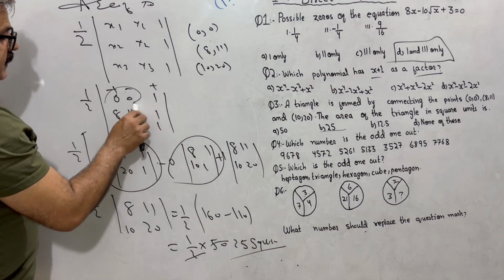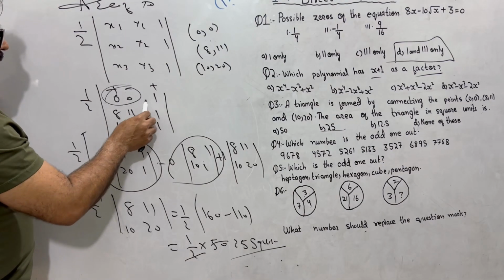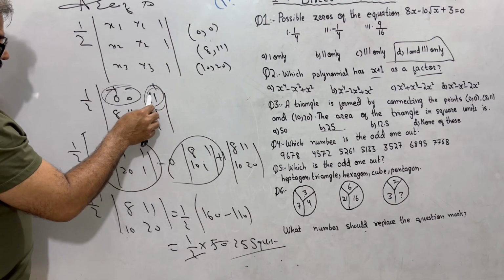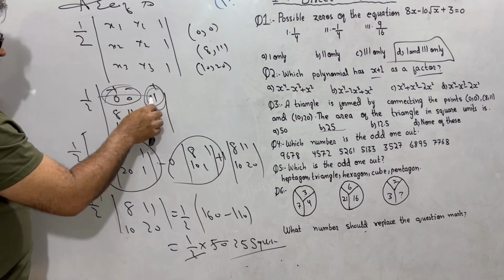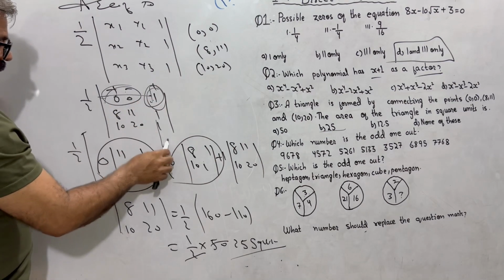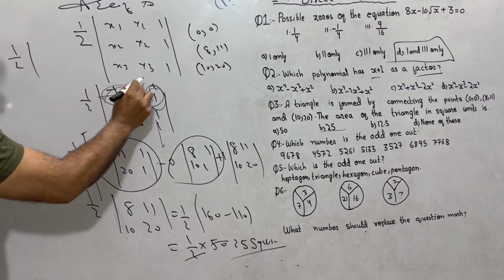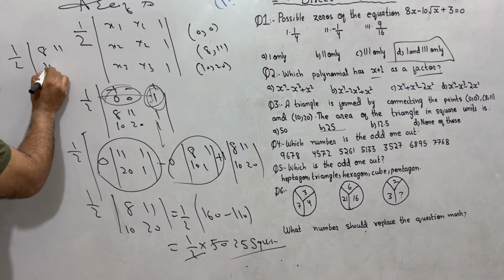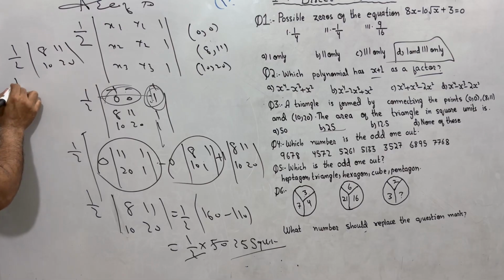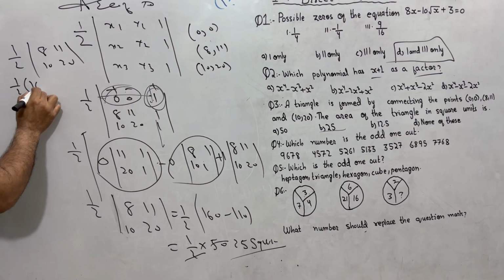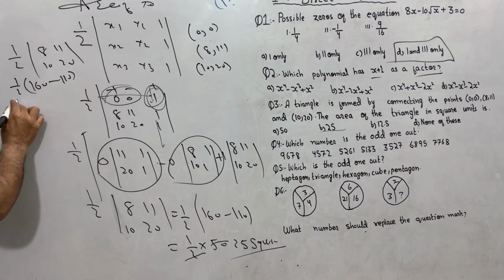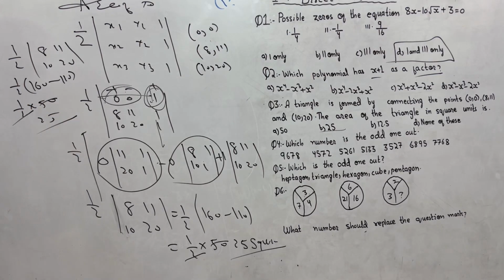Look, the first row comprises 2 zeros. We can directly expand along this row. First row, third column: delete the first row and third column. I have 8 11, 10 20, and it becomes 1/2 times (160 minus 110), which is 1/2 times 50. That gives 25 square units.